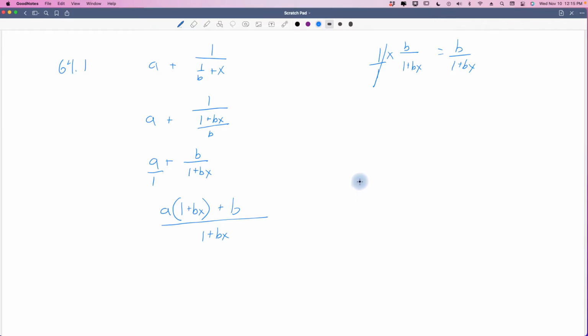Pretty straightforward. We have one more to do like that. It's just adding another element to our already complex fraction. So 64.2 is another one like that. We have a over x plus 4 over 1 plus b over x. All right, this is the problem.